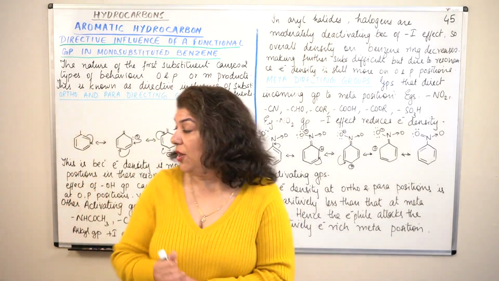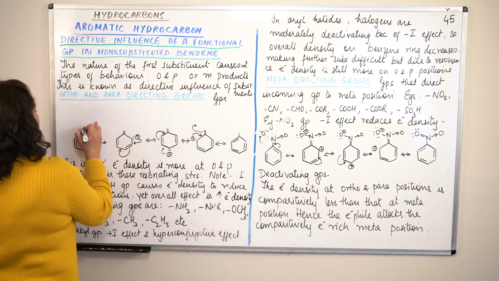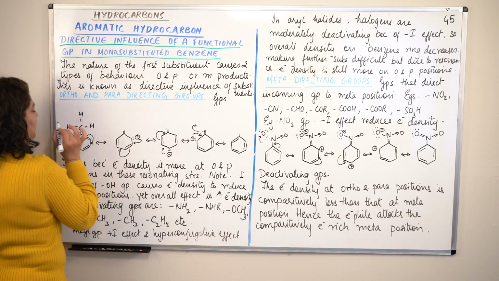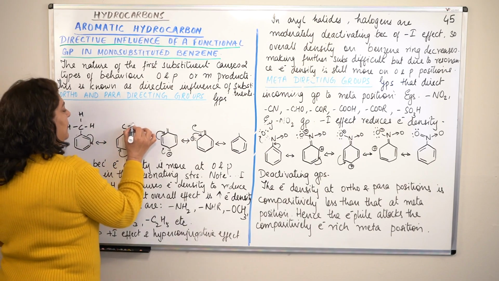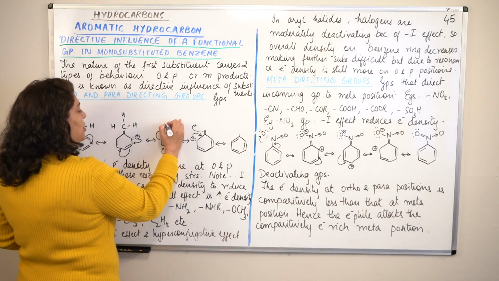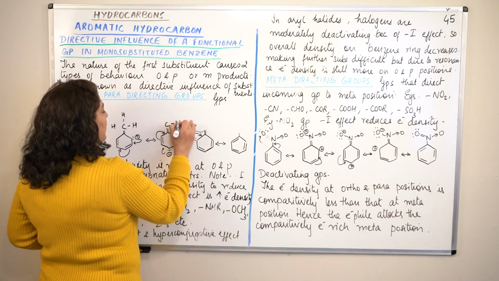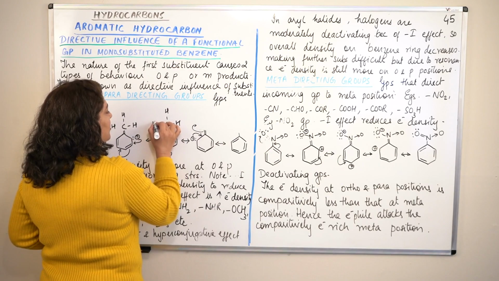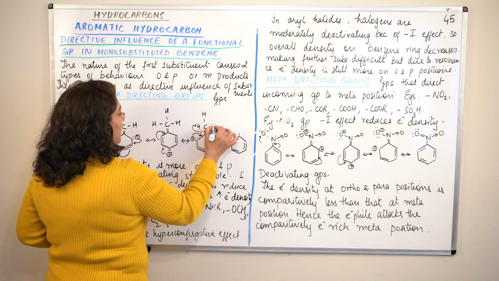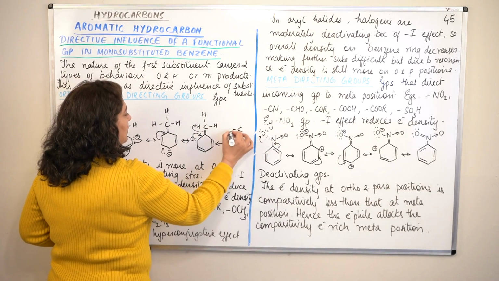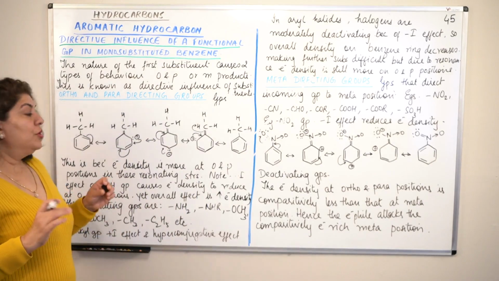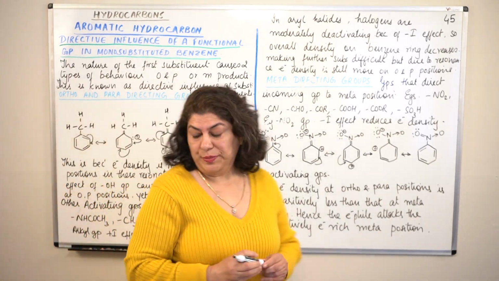Okay. Now, carbon, hydrogen, hydrogen, and hydrogen. I'm not making one bond here, I'll explain to you. Carbon, hydrogen, hydrogen, and hydrogen. So, this is the methyl group.